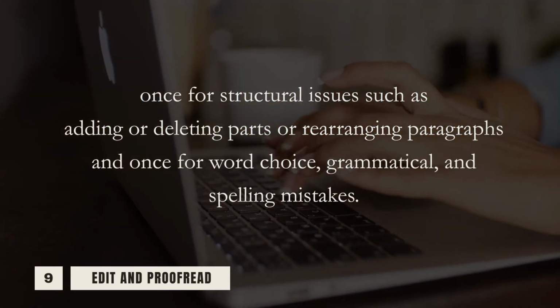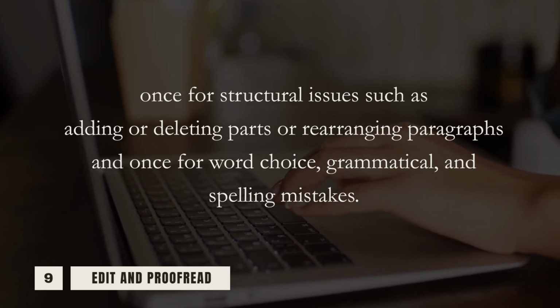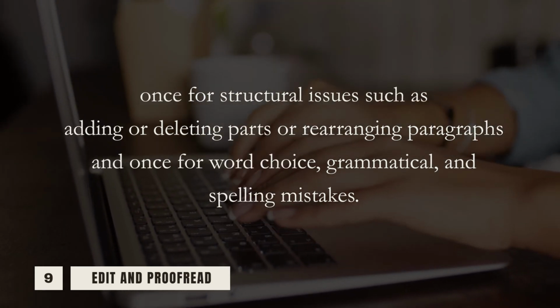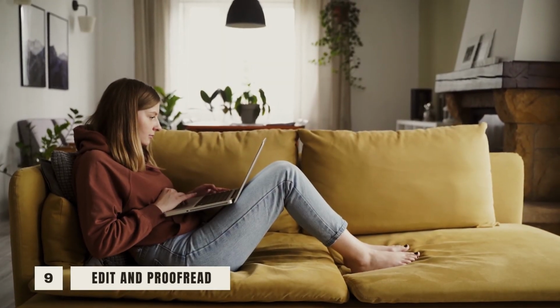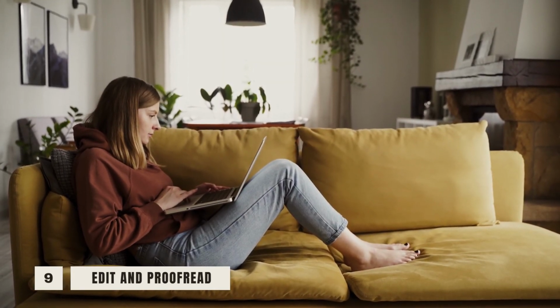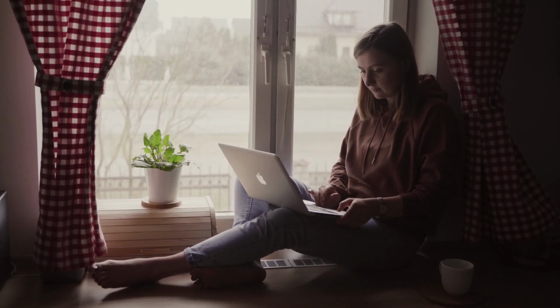Once for structural issues such as adding or deleting parts or rearranging paragraphs, and once for word choice, grammatical, and spelling mistakes. Doing two different editing sessions helps you focus on one area at a time instead of doing them both at once. Writing a research paper requires you to demonstrate a strong knowledge of your topic, engage with a variety of sources, and make an original contribution to the debate.